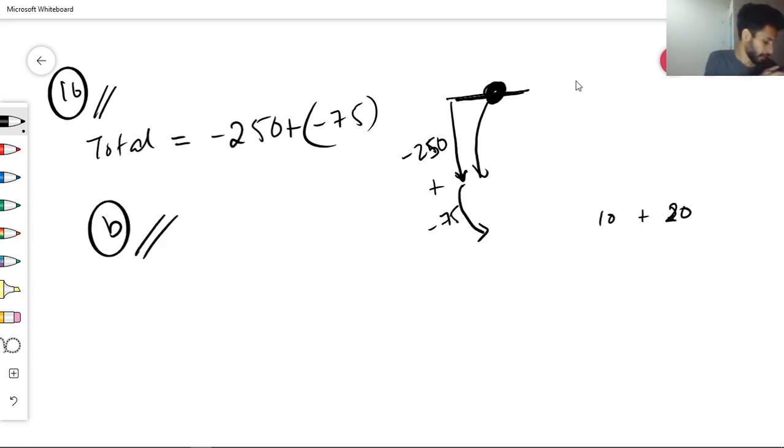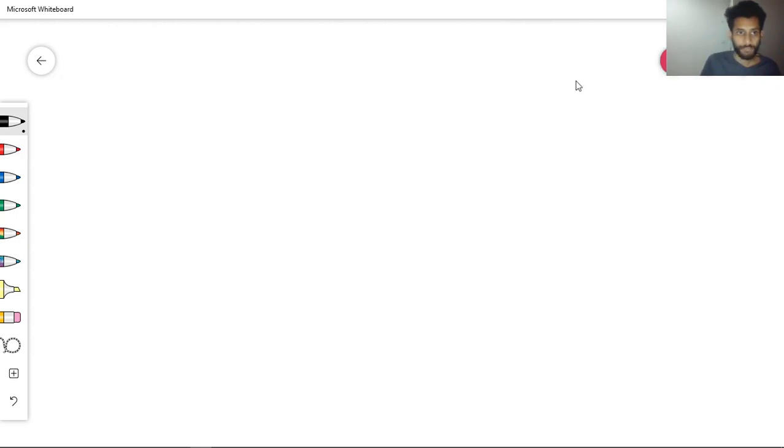So B has this part. Question 16 is B. Then question number 17.